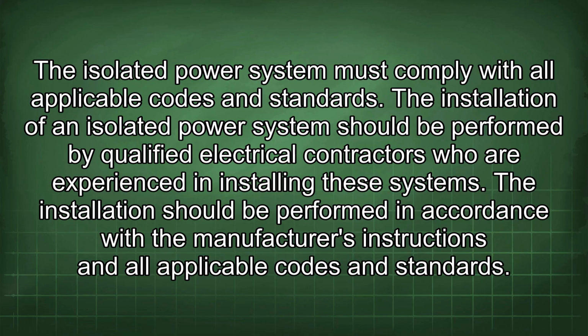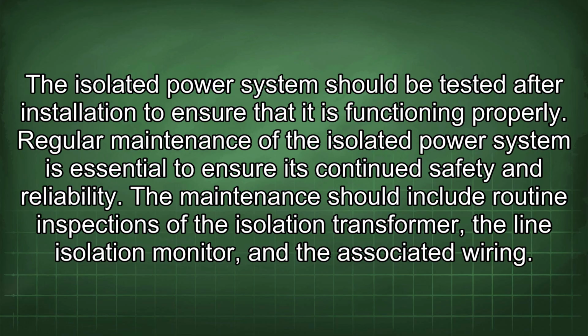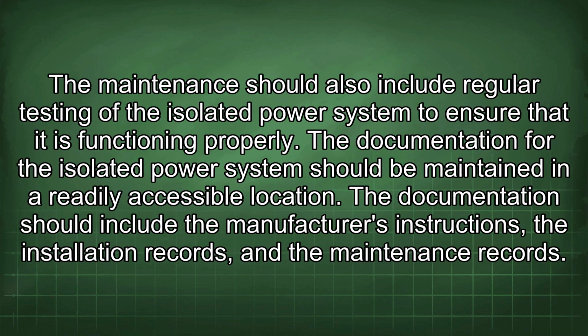The installation of an isolated power system should be performed by qualified electrical contractors who are experienced in installing these systems. The installation should be performed in accordance with the manufacturer's instructions and all applicable codes and standards. The isolated power system should be tested after installation to ensure that it is functioning properly. Regular maintenance of the isolated power system is essential to ensure its continued safety and reliability. The maintenance should include routine inspections of the isolation transformer, the line isolation monitor, and the associated wiring. The maintenance should also include regular testing of the isolated power system to ensure that it is functioning properly.